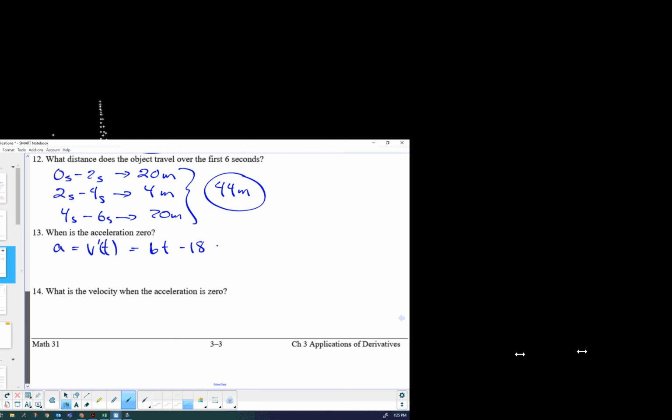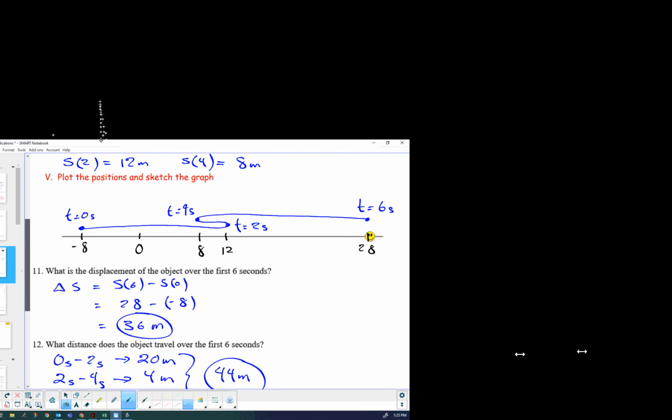Where is that? Which is in between that 2 and 4 seconds. We can't always assume that it's going to be halfway in between, but in this case, it was halfway in between those two.